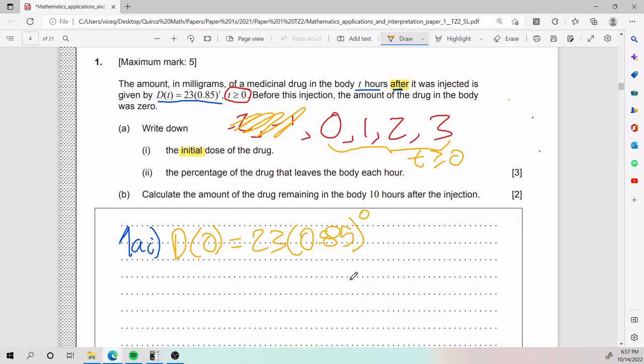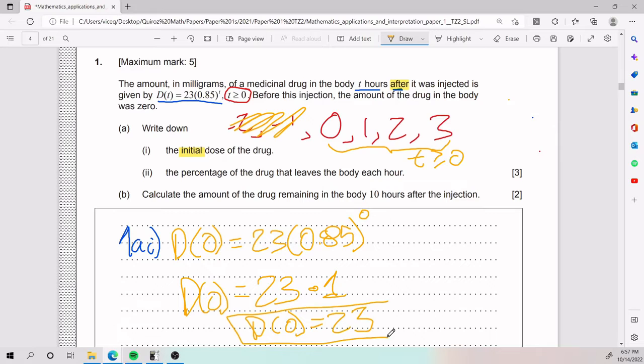Now notice, anything to the power of 0 is going to be 1. So this actually turns into 23 times 1. So 23 times 1 is going to equal simply 23. See, so the initial dose of the drug is 23, 23 what? Milligrams. So that is part 1, part A, part i.